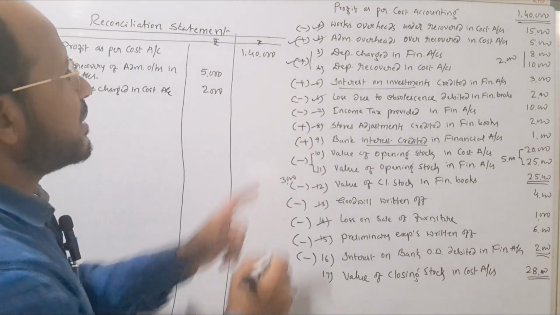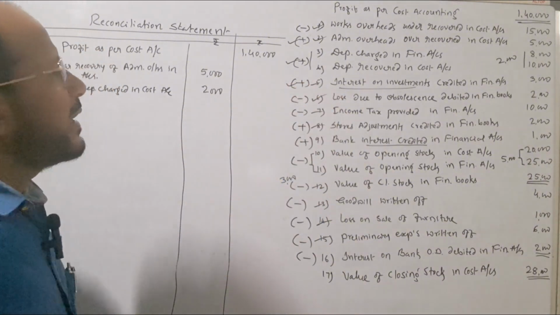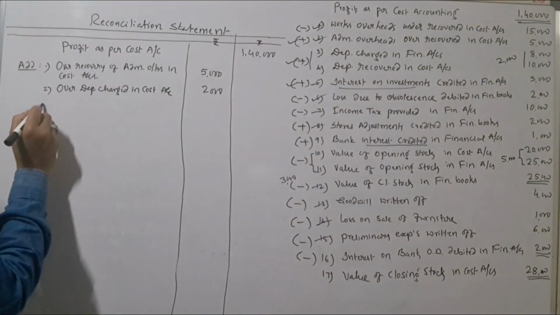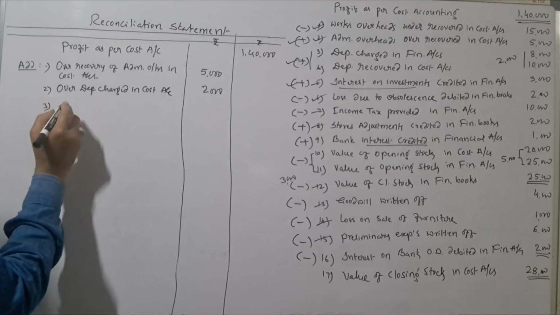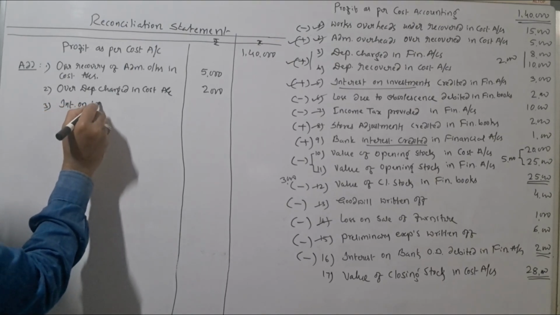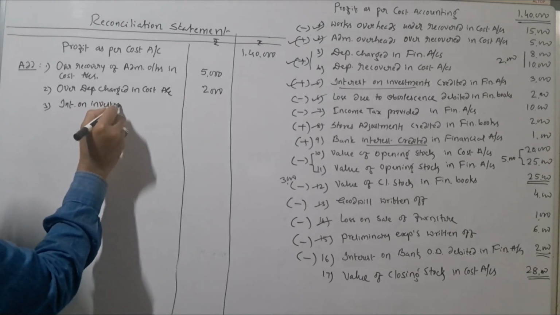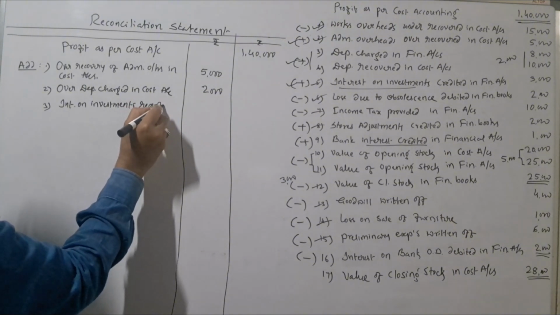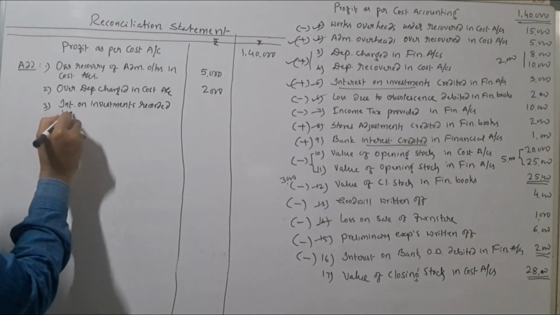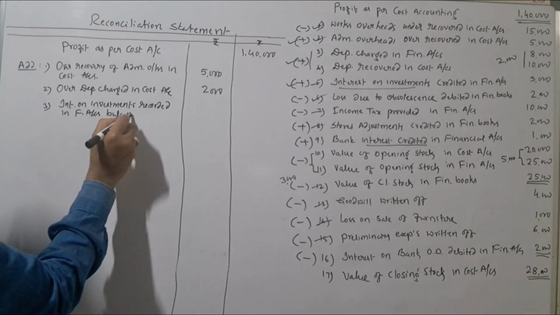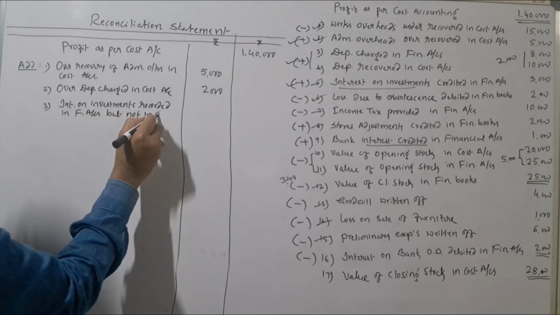The next item which is to be added here is interest on investments credited in financial accounts. You can write it as it is, no problem. Interest on investments recorded in financial accounts but not in cost accounts.